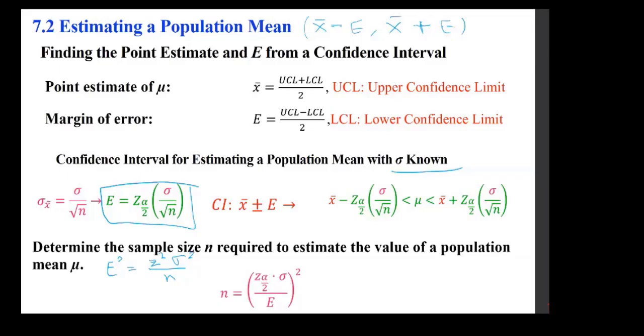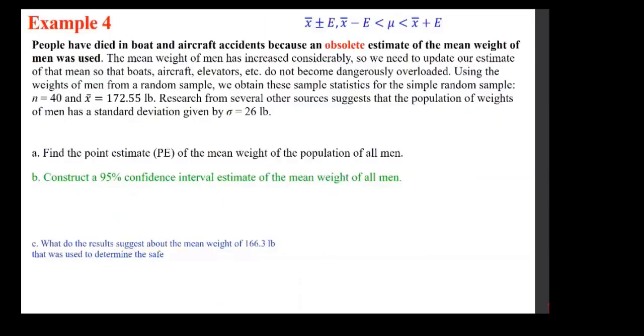We're going to go to the next example. People have died in boat and aircraft accidents because an obsolete estimate of the mean weight of men was used. The mean weight of men has increased considerably, so we need to update our estimate of that mean so that the boats, aircraft, elevators, etc. do not become dangerously overloaded.